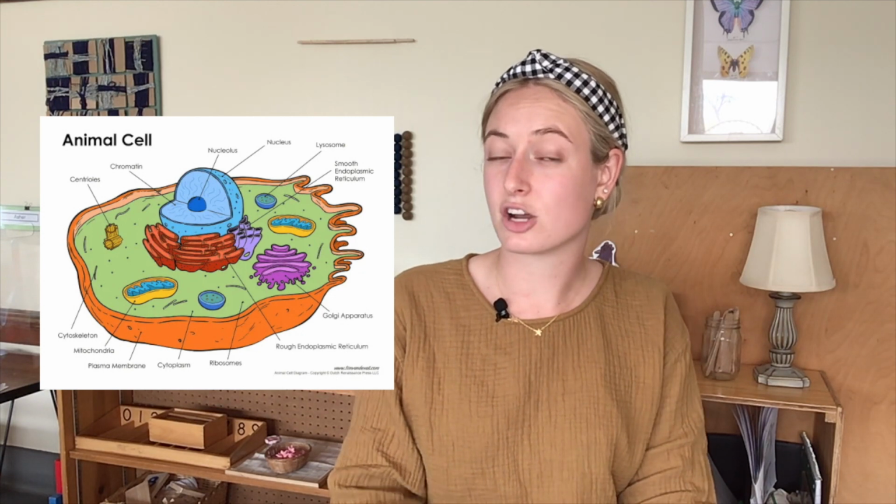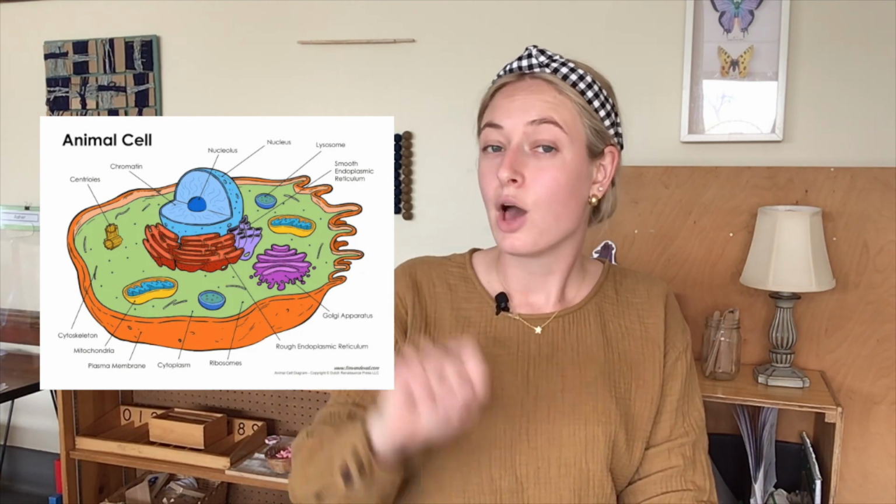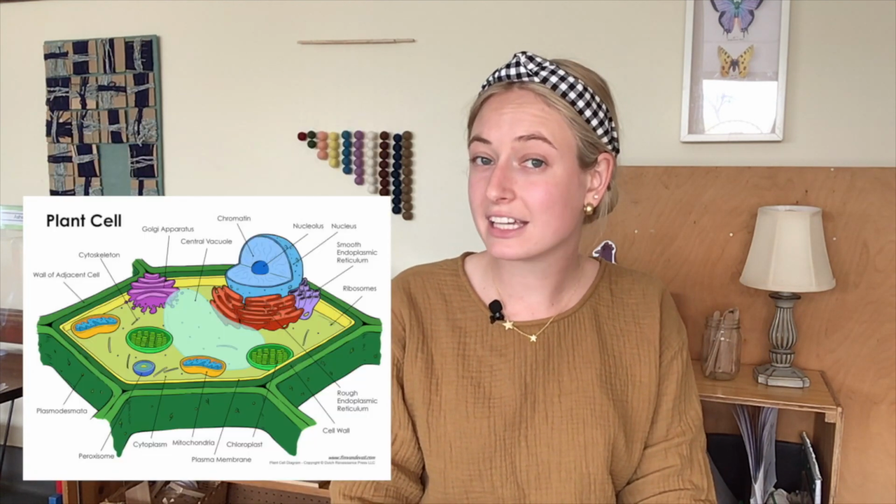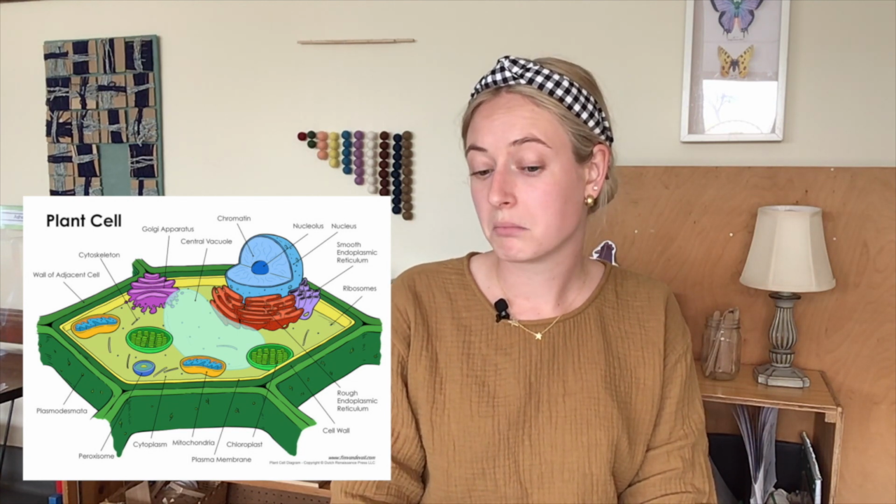The cells of animals and plants are different. Animal cells are typically round, while plant cells might be rectangular or cube-shaped. Animal cells have no cell wall, and plant cells do have a rigid cell wall. Plant cells have chloroplasts, while animal cells do not. The chloroplasts are where photosynthesis takes place. That's when a plant makes food and sugar from sunlight.